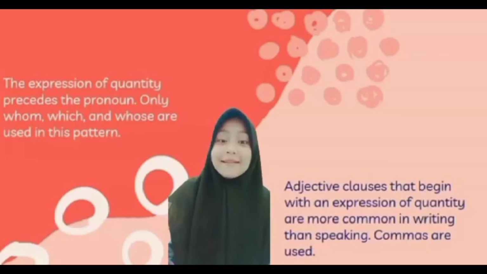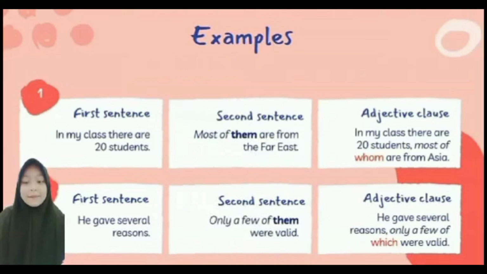Let's take a look at the examples. The first example: In my class, there are 20 students. Most of them are from the Far East. We are talking about the students. We see that the second sentence has "them." Since the students are people, we replace "them" with "whom." So the adjective clause is: In my class there are 20 students, most of whom are from Asia. The whole expression of quantity needs to begin the adjective clause. "Most of whom" is already at the beginning, so we don't have to move it.